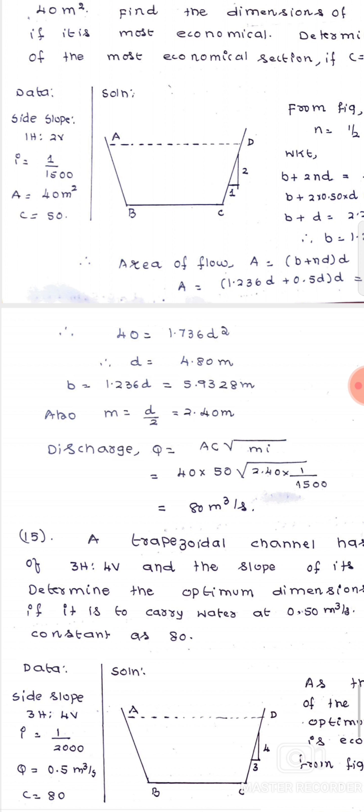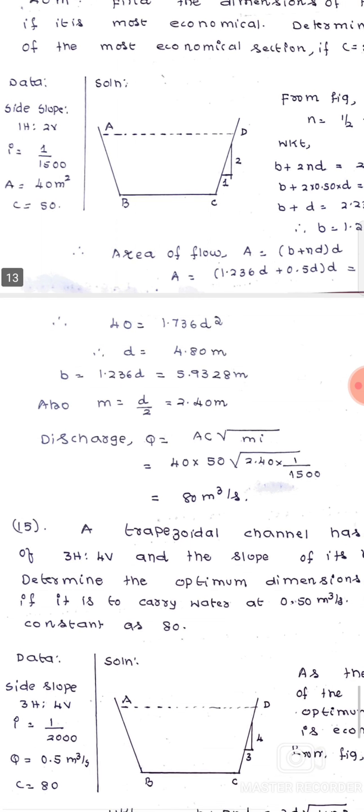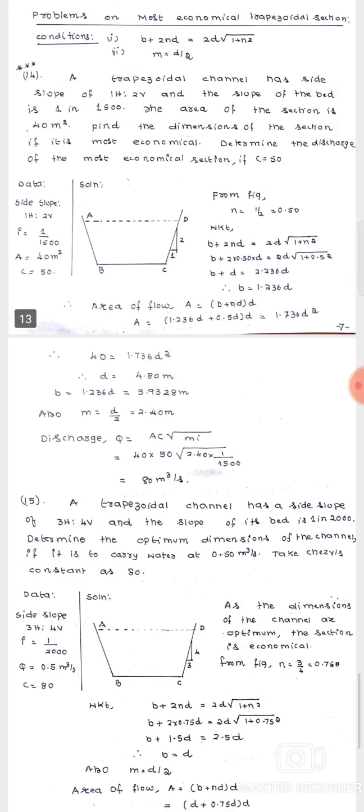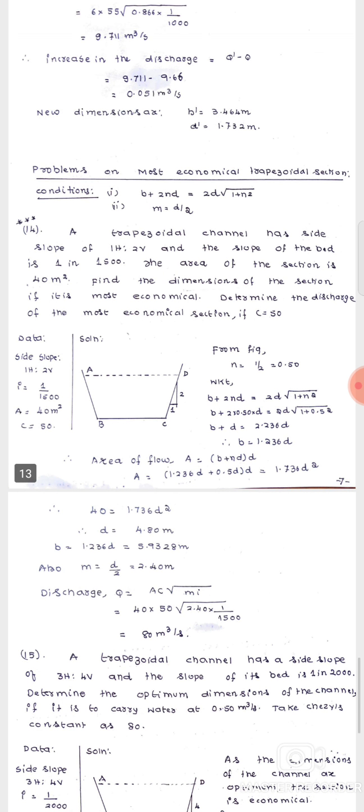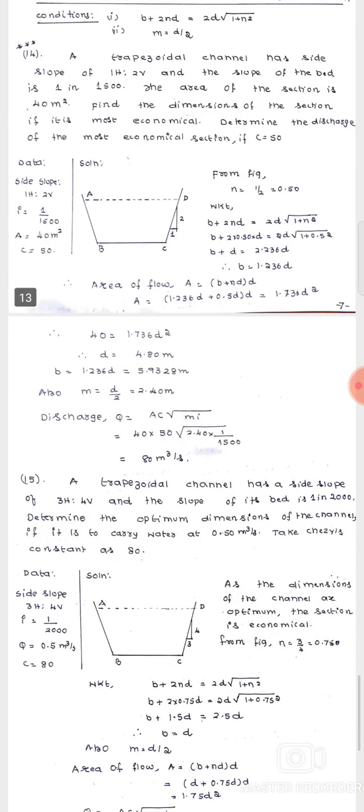Then finally we have to find the discharge, that is q is equal to a c into square root of m i. Area is 40, c is given as 50, into square root of m is 2.4, i is given 1 in 1500. Then the discharge is 80 meter cube per second. That can also be written in terms of liters per second, that is 80,000 lps.